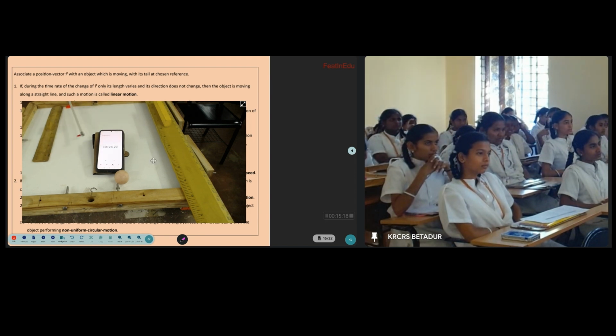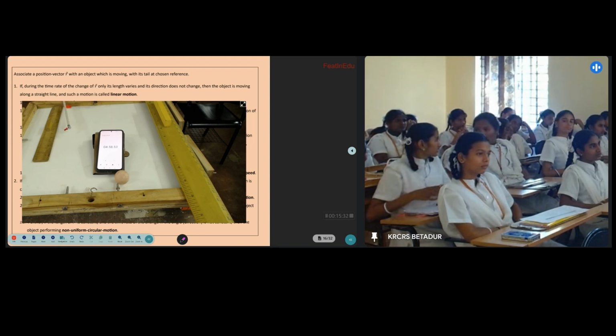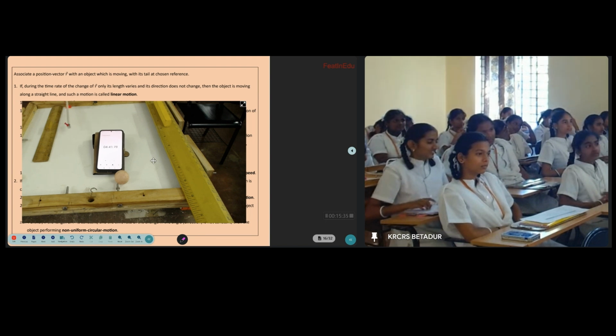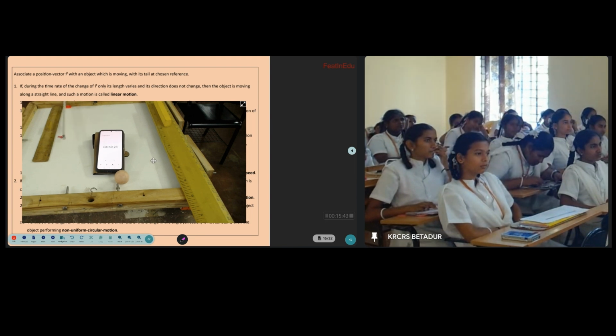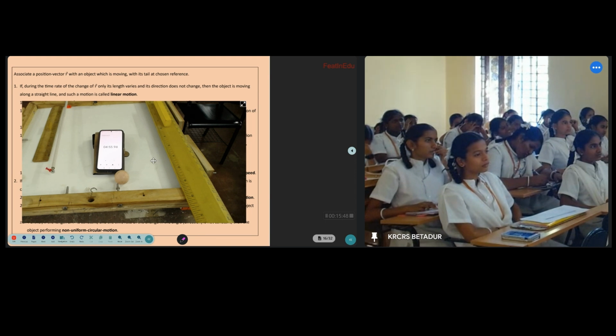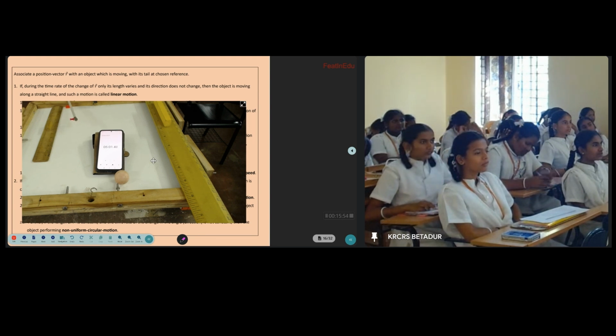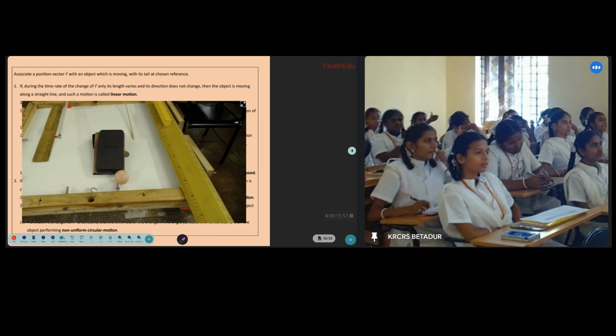Now the object is moving like this. What type of motion is this? It is moving in a curve. Now in what way is the object moving? Either straight, or in a curve. Okay, fine. Can you conduct the practicals? Yes, you can.